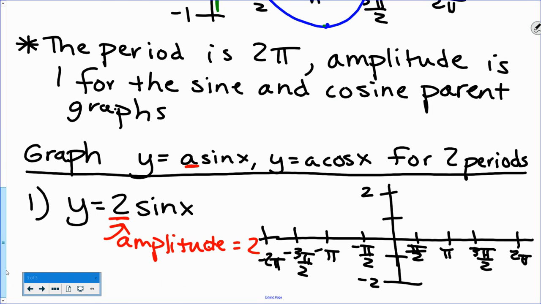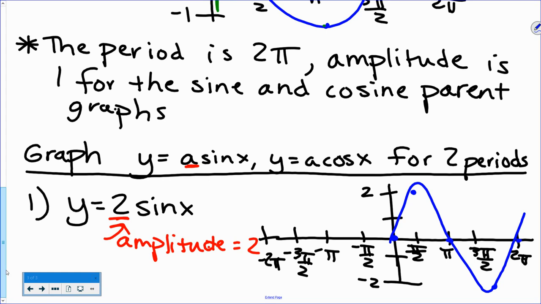Okay, so I've got my 0, 0. At pi over 2, I'm now stretched to 2 instead of 1. Then I'm back to the axis, down at negative 2, back to the axis. So that is 1 period.